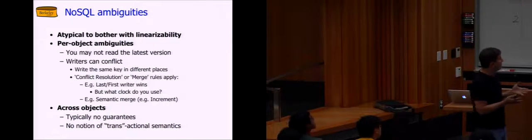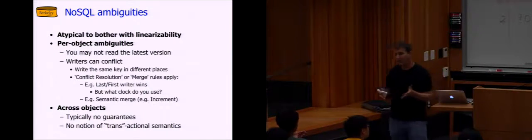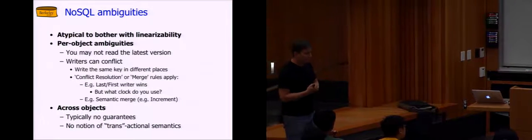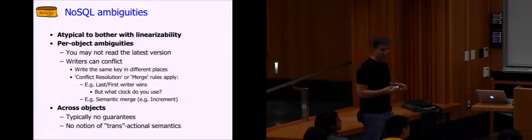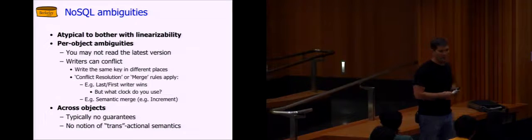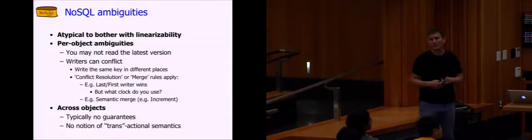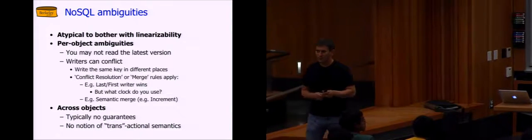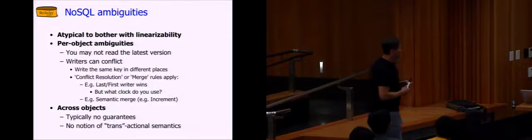And also, writers can conflict. So they write the same key in 2 different places, different values for the same key. And then they have these weird conflict resolution or merge rules, popular ones being things like last writer wins. Or maybe first writer wins because it was immutable. All right? But then there's a question like, well, who's setting these timestamps? What clock are we using? Do we really trust their clock? Clocks get out of sync. There's no such thing as a global clock in distributed systems. So that's complicated.